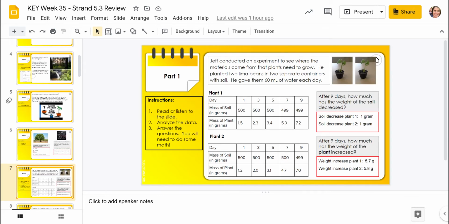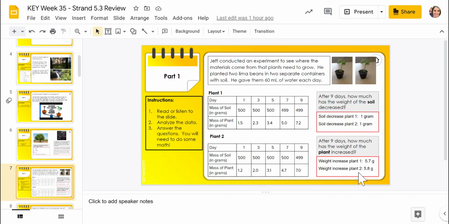On slide 7, you needed to analyze data. In both plants, plant 1 and plant 2 that Jeff planted, the soil decreases by 1 gram over 9 days, but the plants increase by 5.7 grams for plant 1 and 5.8 grams for plant 2.